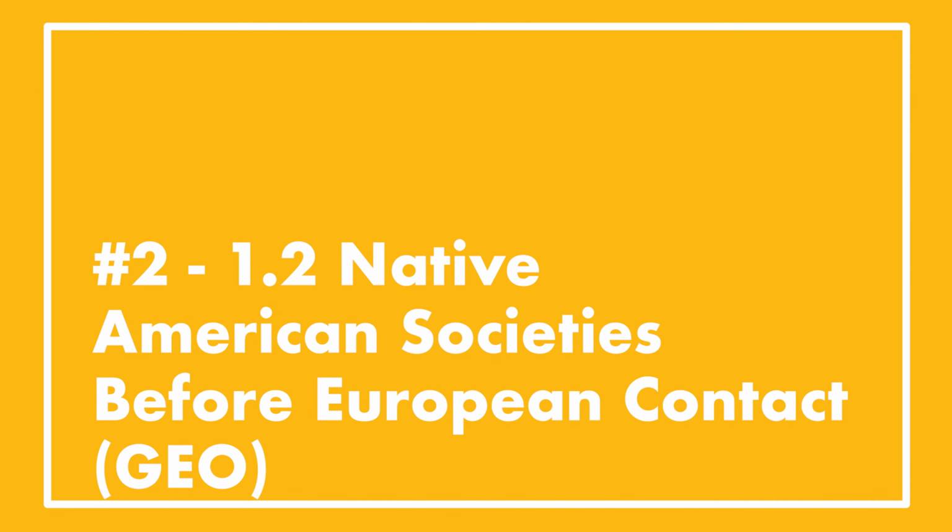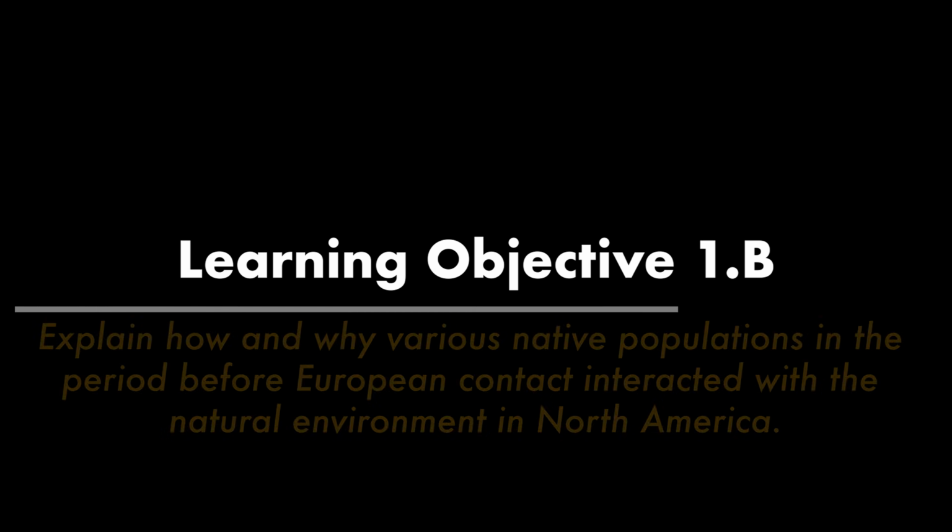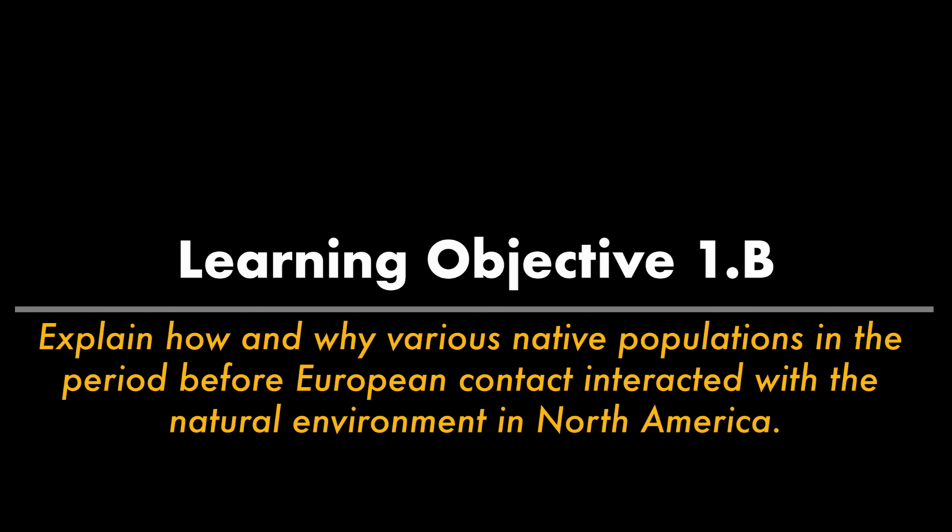Here we're talking about Native American societies before European contact. That's going to be topic 1.2, and our historical theme in parentheses is going to be geography and the environment. The learning objective is to explain how and why various native populations in the period before European contact interacted with the natural environment in North America.